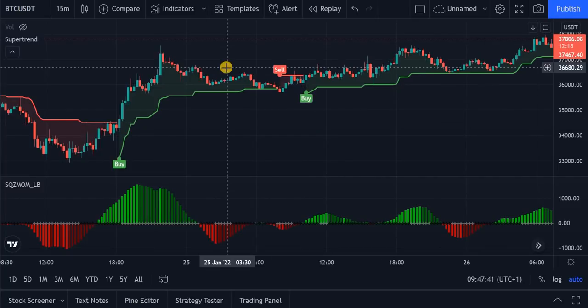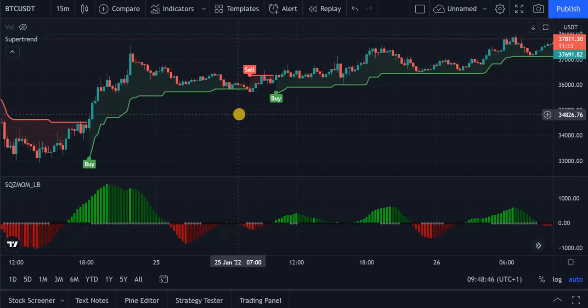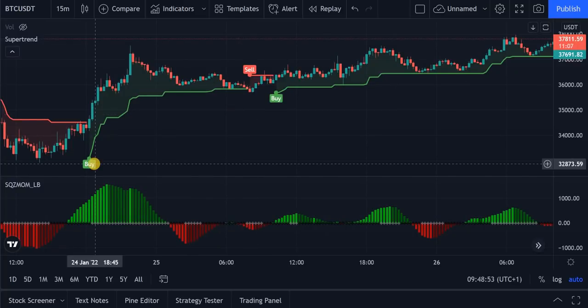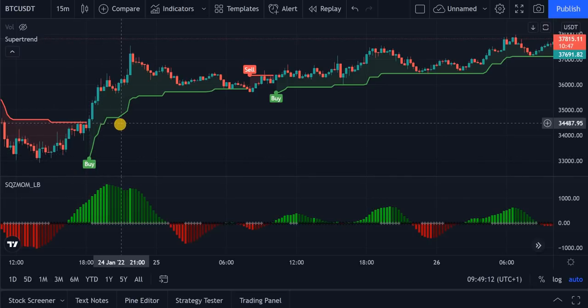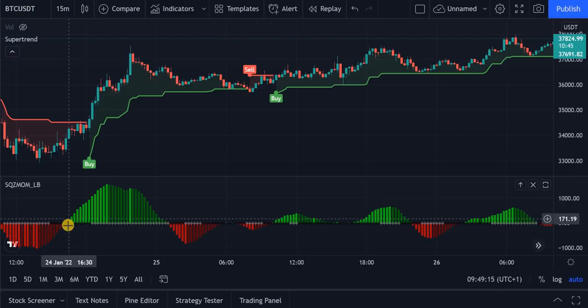This right here is the 15-minute time frame of the Bitcoin USDT price chart. Now let me go over how to use this Squeeze Momentum Indicator. You can see right here in the price chart, when the Super Trend indicator shows a buy signal, the price is going to go in the upward direction. And also you can see that the Squeeze Momentum Indicator would also show an increase in price volatility.